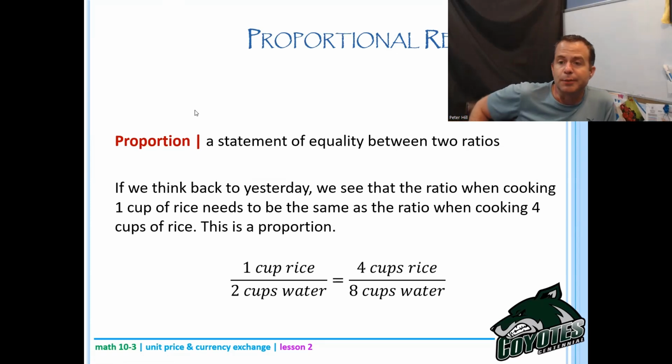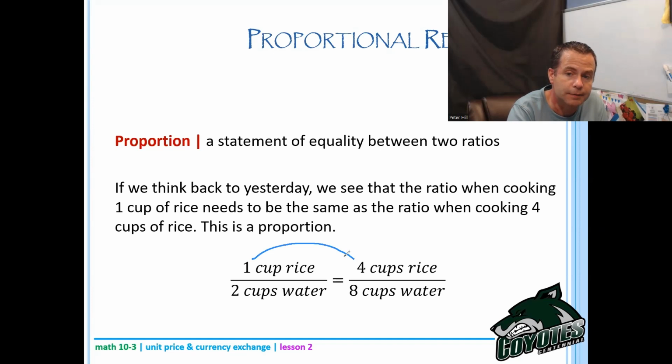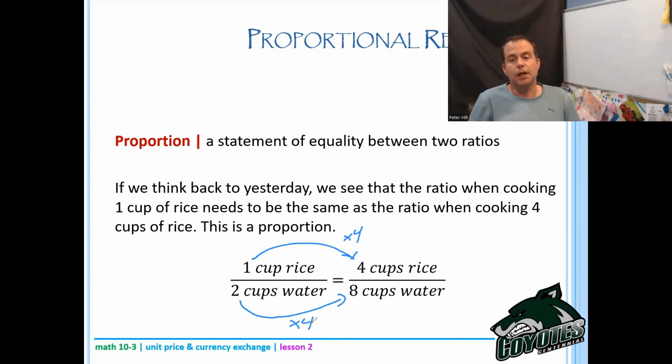If we think back to yesterday, we see that the ratio when cooking 1 cup of rice needs to be the same as the ratio when cooking 4 cups of rice. This is a proportion. So what we do is we say, okay, if the original was 1 to 2 and I want to change this to 4, there's a couple different ways I can think about this, but here's the first way I want you to consider. How do I go from 1 to 4? Well, I multiply by 4. So whatever you do to the top, you have to do to the bottom. So I have to multiply the 2 by 4 as well.